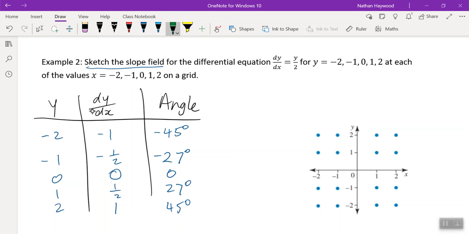At y equals -2, all the way along here, the slope is -1. It doesn't matter what the x value is because there is no x. All of the slopes there are 45 degrees or -1. For the second one, y equals -1, on the y-axis, you've got rise over run, so you get an angle of 27 degrees.